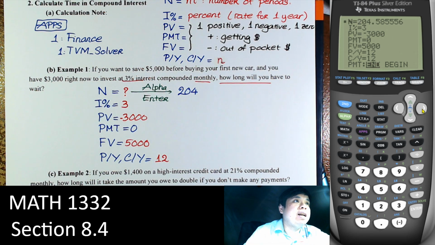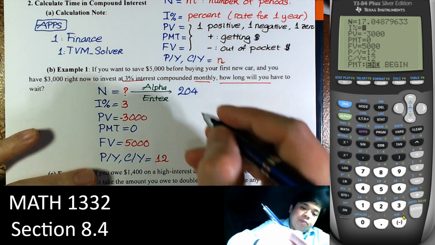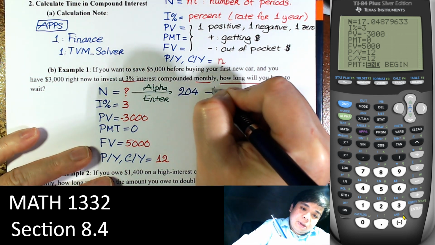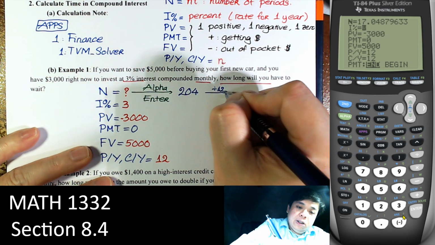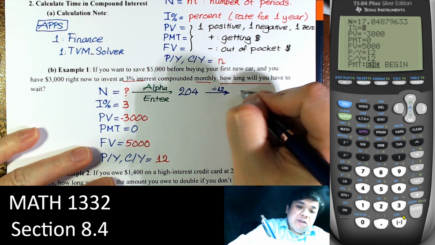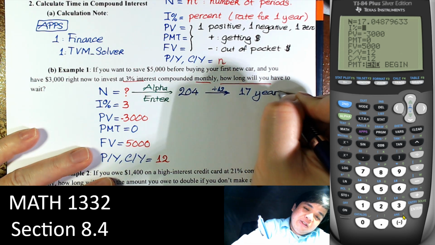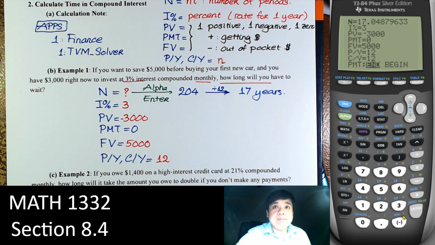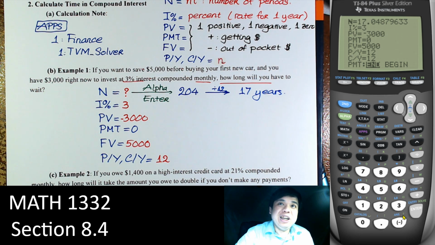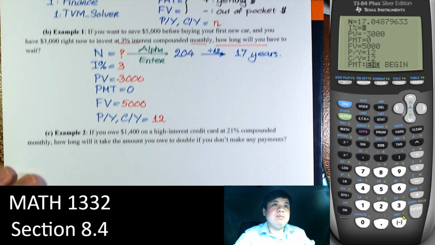If we take that number and divide by 12, because it is 12 times a year, it gives us about 17 years. So it takes 17 years to go from 3,000 to 5,000. That's why usually we do the car loan instead of saving money like that. So pretty much just that application.